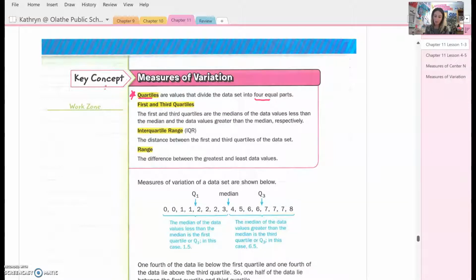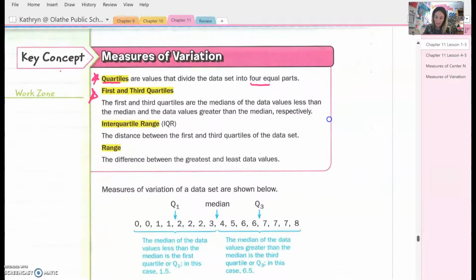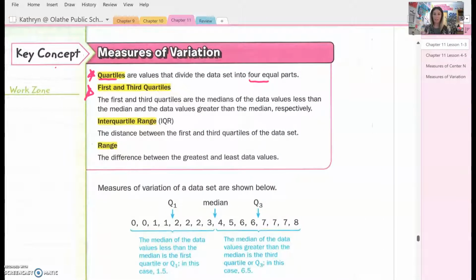The first and third quartiles are the medians of parts of the set of data. Okay, respectively. So we'll talk about that. Doesn't make much sense now, but once I show an example, it will. So the first and third quartiles are the median of the first part of data and the second part of the data. Okay, the interquartile range is the distance between the first and third quartiles.